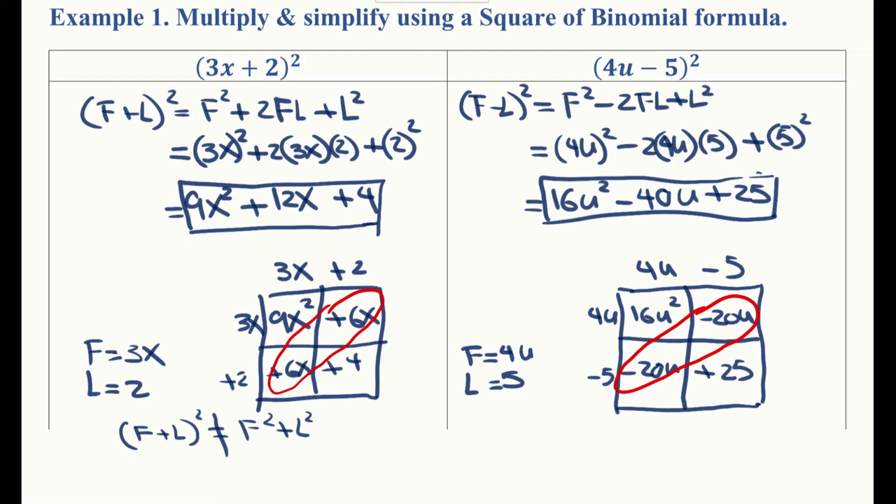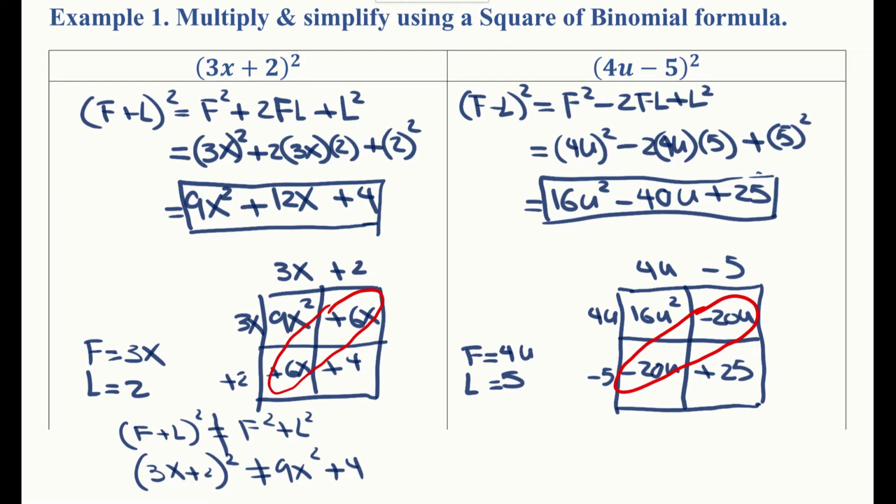So basically, make sure that when you see 3x plus 2 squared, make sure you don't make the mistake of saying, oh, that's 9x squared plus 4. You'd be surprised how common that is. This is, of course, the correct answer.